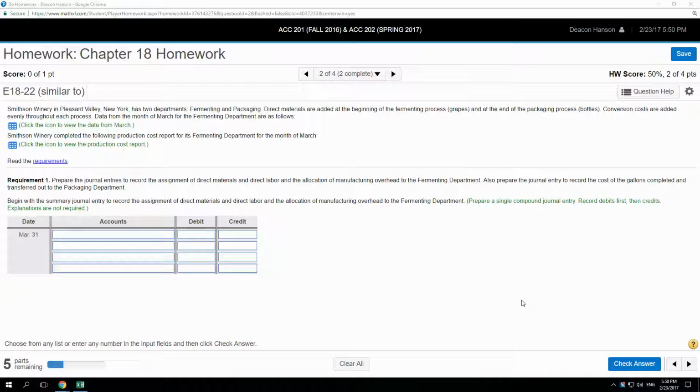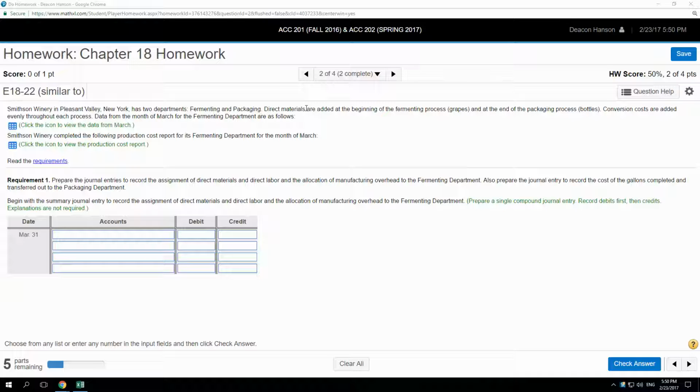Okay, so I'm looking at 18-22. What does it say? Smithson Winery in Pleasant Valley, New York has two departments, fermenting and packaging. So it's a process cost situation where we're not tracking it by job, we're tracking the cost by each process. Direct materials are added at the beginning of the fermenting process, and those look like they're going to be grapes, and at the end of the packaging process, where we add bottles.